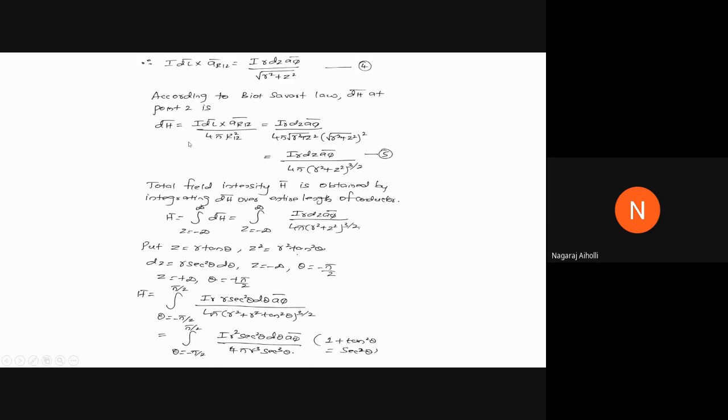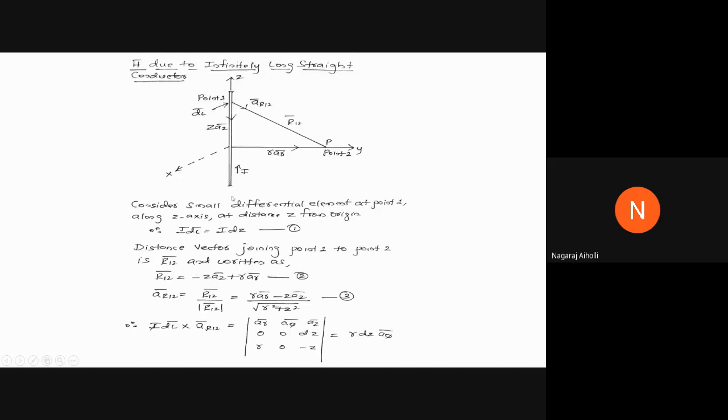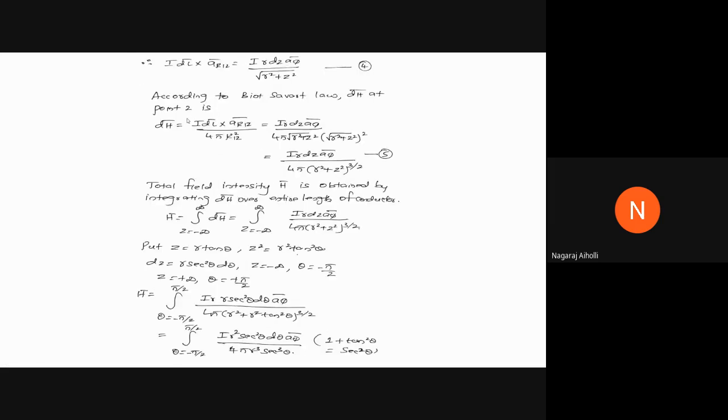If we want the total integral, we have to integrate this over the entire length of the conductor. The length of the conductor is from minus infinity to plus infinity, because it is extending in the infinite direction along the Z axis. Take the limits. H bar is given by the integration from Z equal to minus infinity to plus infinity of dH bar.